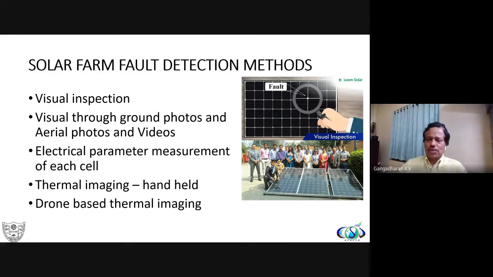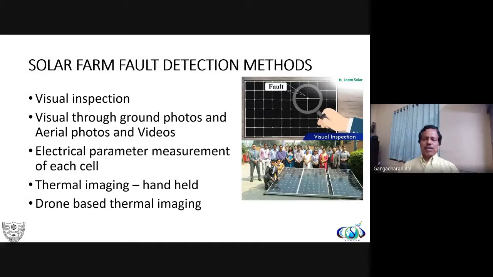Then comes, nowadays, some of the panels come with smart, IoT enabled sensors, slightly costly, so that each cell's V and I characteristics with respect to time can be easily monitored and transferred to a control system. Electrical parameter measurement: if it becomes very costly to check each cell, at least one panel can be tested. One frame is called one panel. Suppose in a series, if one panel is not doing well, we can also do an automatic rerouting.